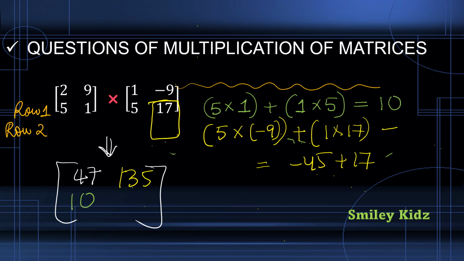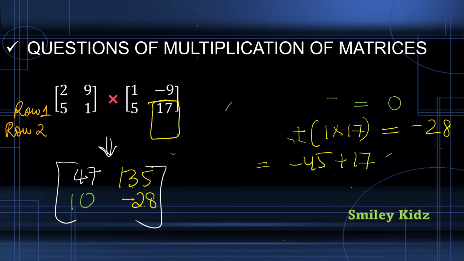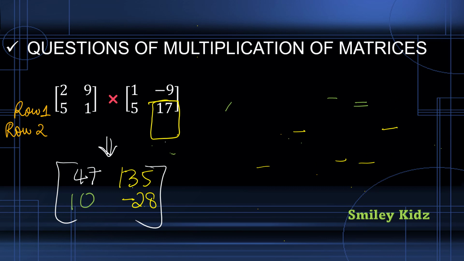This is minus 28. So here you're going to have minus 28. So this is how you're going to multiply two matrices. Firstly, take the first row and multiply with the two columns of the second matrix. Then take row 2 and multiply with the two columns of the second matrix. That is how you get a 2 by 2 output again.